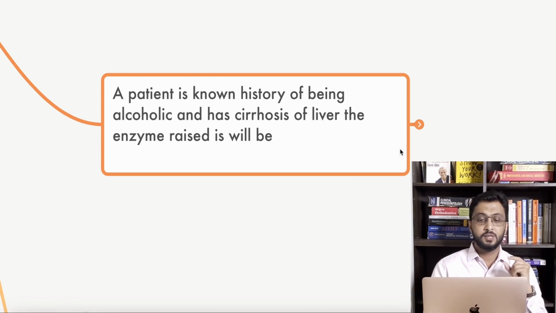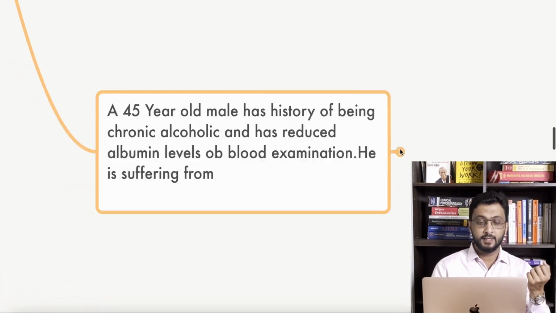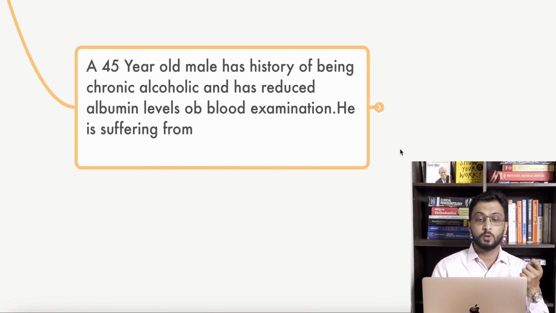Now here, the patient has a known history of being an alcoholic and has cirrhosis of liver. Understandable. If he's alcoholic, there will be a possibility of cirrhosis of liver. It is like asking you directly, which of the following enzymes is raised in cirrhosis of liver. Now finally, the third question: a 45-year-old male has a history of being a chronic alcoholic and has reduced albumin levels. On blood examination, he's suffering from.